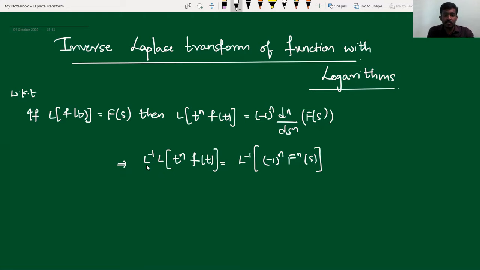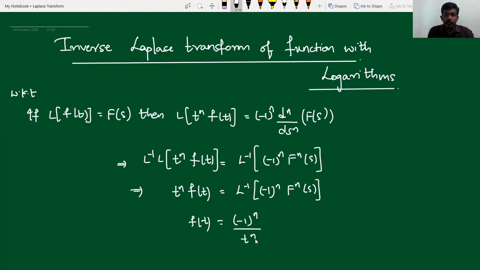I can cancel out the inverse and the Laplace transform. We get t to the power of n into f of t will be equal to L inverse of minus 1 to the power of n into Fn of s. Now I just cross multiply this t to the power n. So we have f of t will be equal to minus 1 to the power of n, which is a constant, I can take it outside, divided by t to the power of n into the inverse transformation of Fn of s.